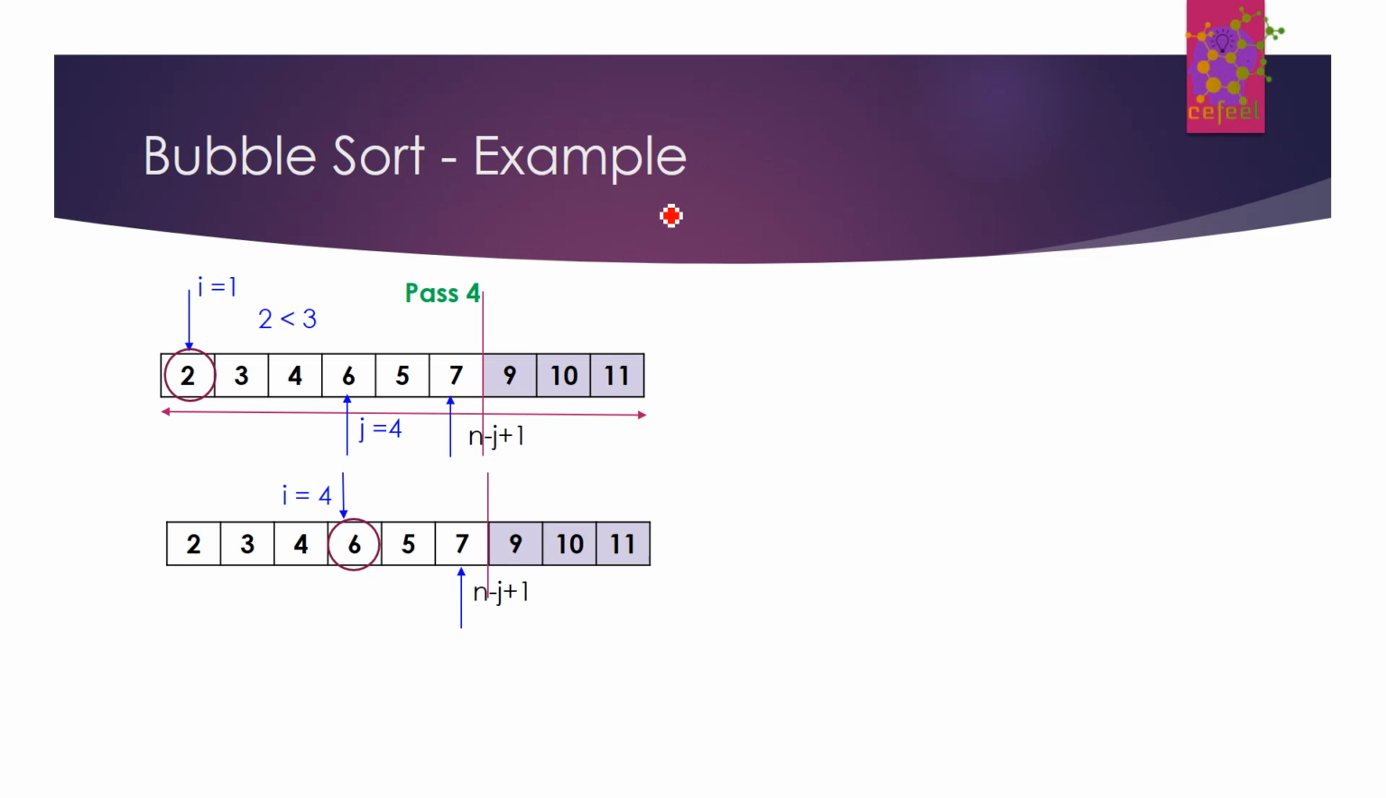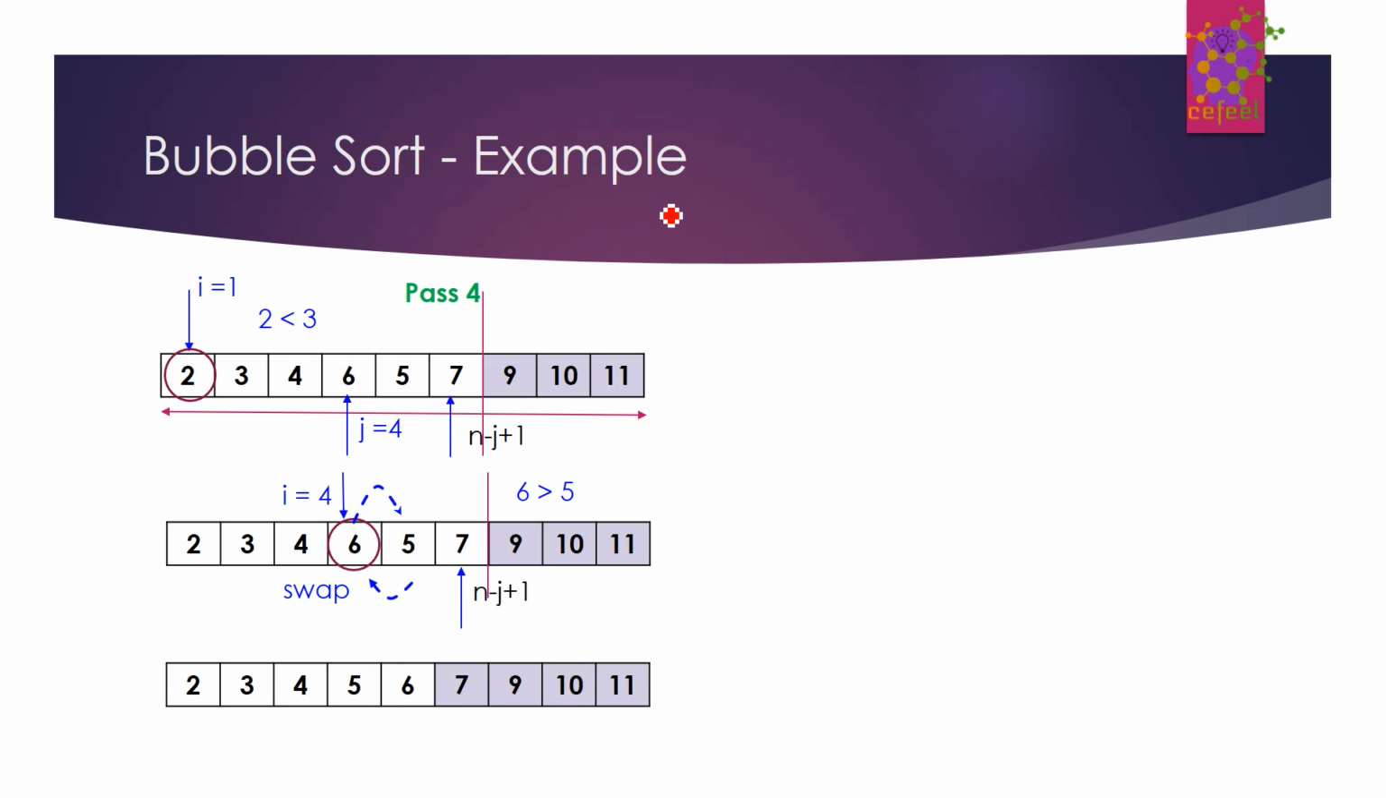equals 4. That is where 6 and 5 will be compared, which means A[i] with A[i+1], and we need to swap those. So we swap them, and then we will end up having 6 in place of 5. Finally, at the end of the pass, we will have the maximum element of the unsorted array, which is 7, in its position. Which means 7 will now be added to the sorted part of the array.